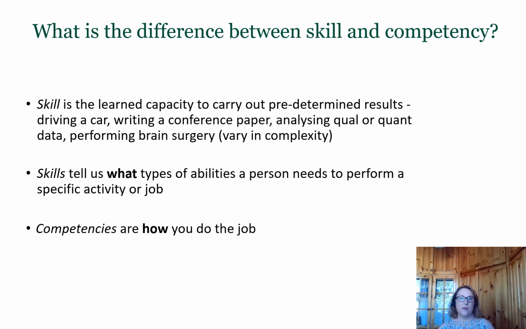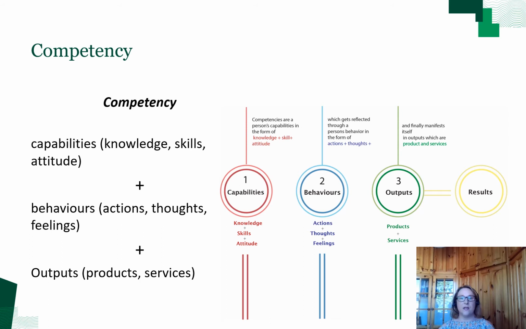And possibly an easy-ish way to look at that is to think of it in three constituent parts. A competency incorporates your knowledge, skills, and attitude, so your capabilities, plus your behaviors, so your actions, thoughts, and feelings, plus outputs to give a result, so the product and service, and that gives you the result. So a competency is more than just the knowledge, skills, and attitude that you'd need in terms of delivering a skill. It is also the actions, thoughts, and feelings, and the products and services as the output.